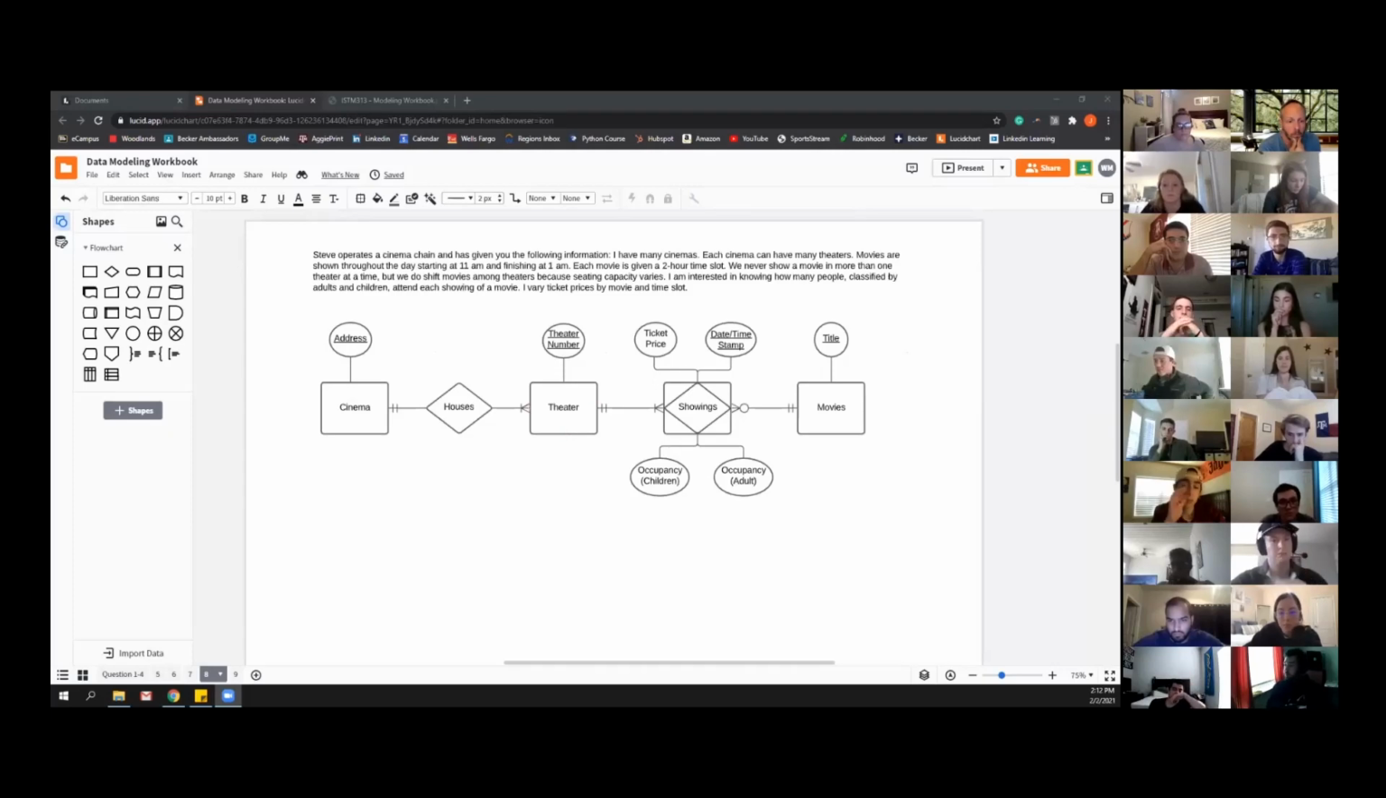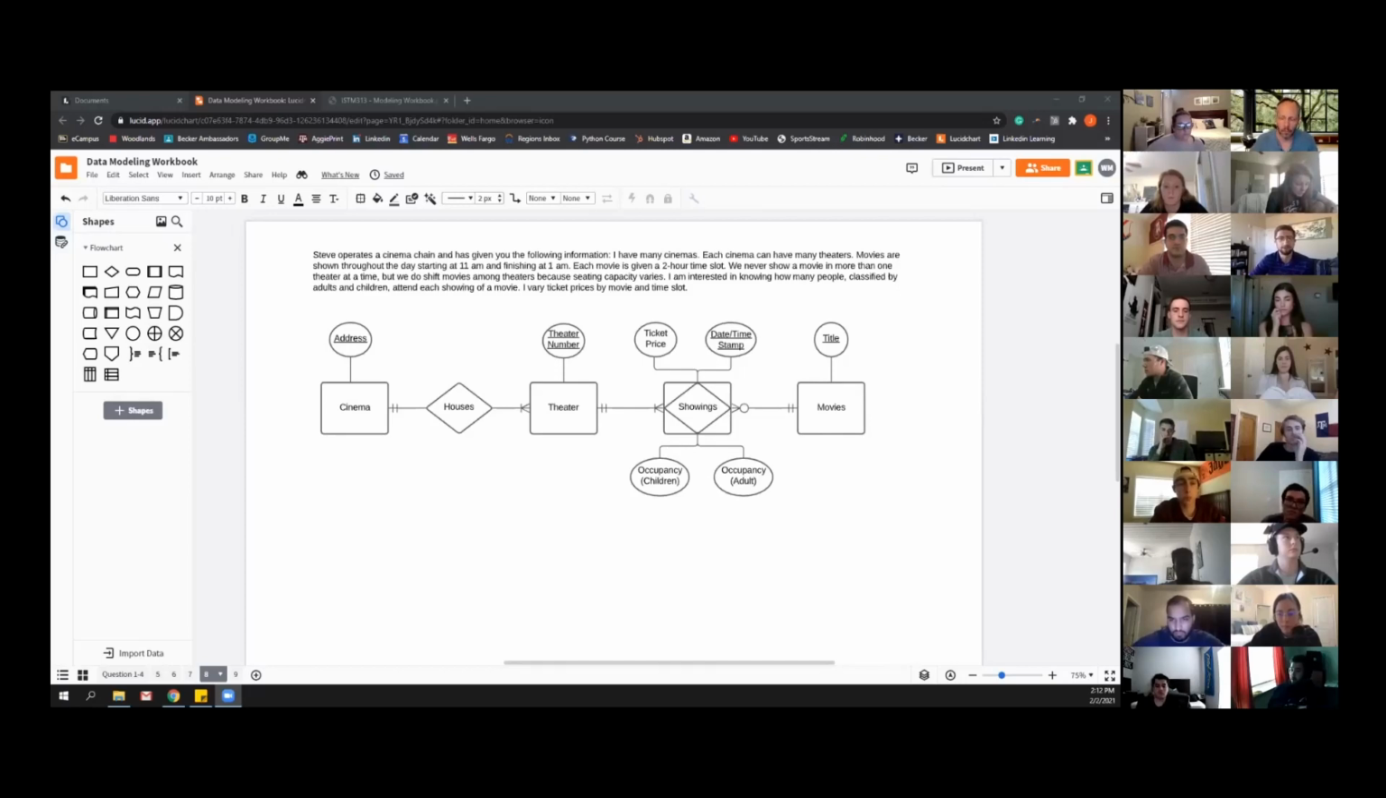Thanks, John. So we showed that a cinema can have at least one, but mandatory one theaters, but each theater is going to be attached to a cinema similarly. And for the cinema, we figured that it'll only have one address, or it'll at least have one main address, and use that as the key.